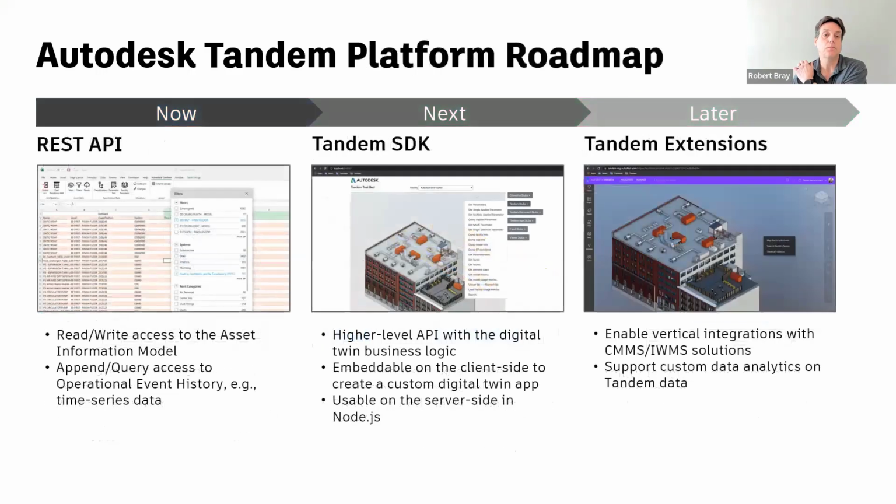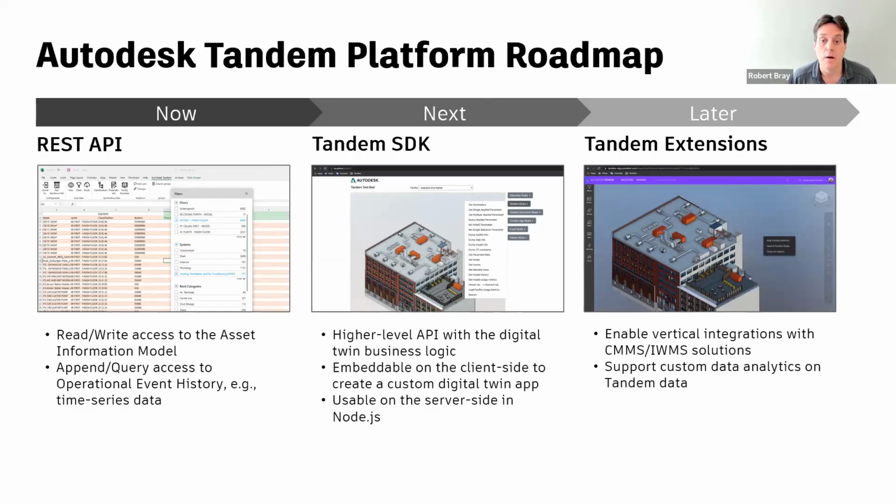Next slide, Tim. All of this is built on something we call the Tandem platform. And the Tandem platform is built on Forge. It starts with this idea of a REST API, which will be in beta in the very near future, really providing read-write access to all of the asset data and all of the operational event history or the time series data. On top of that, we're building what we call the Tandem SDK. This is really a higher level API with all of our digital twin business logic that is embeddable on the client side, so you can create a custom application for a digital twin. And it's also usable on the server side if you just want to execute that business logic on the server side.